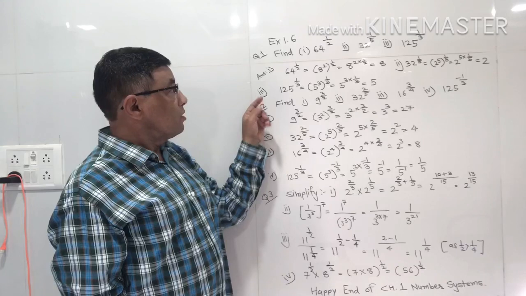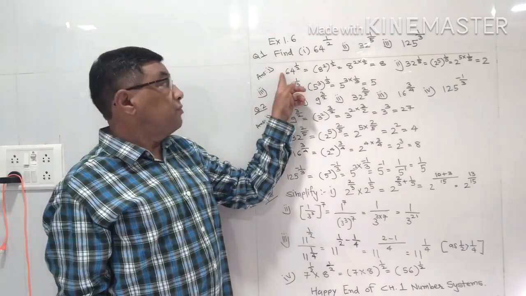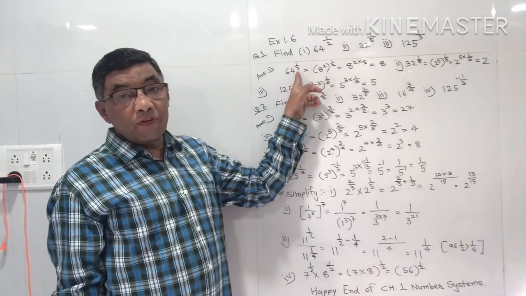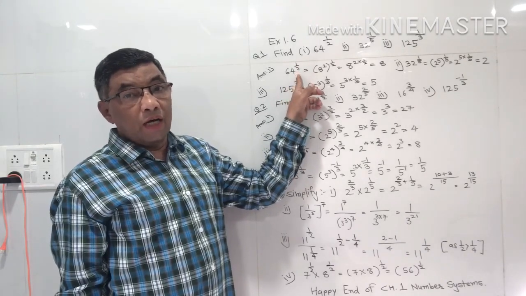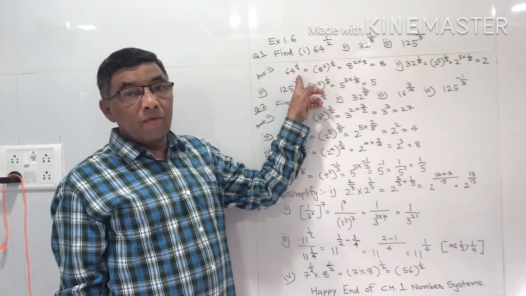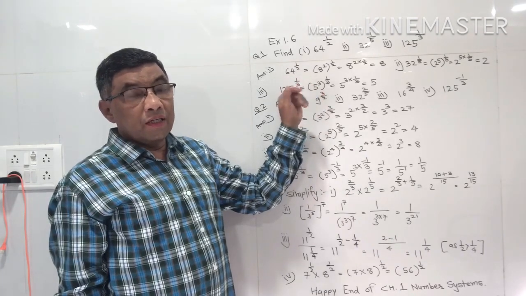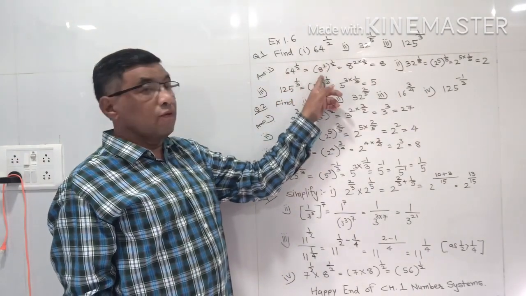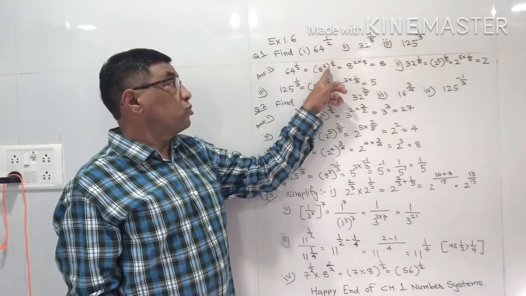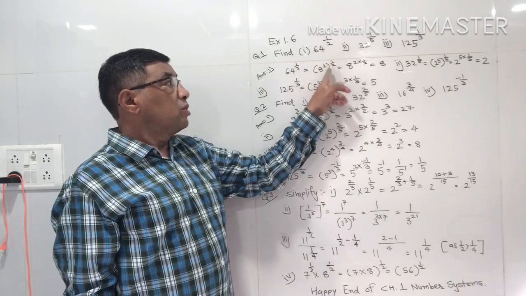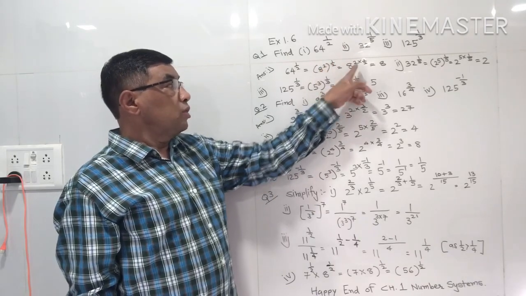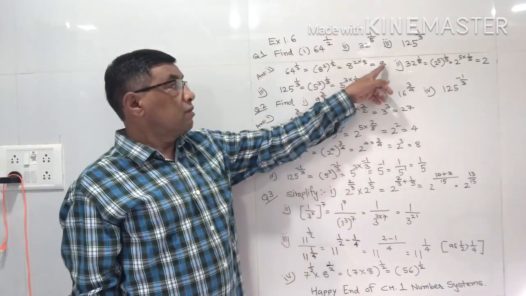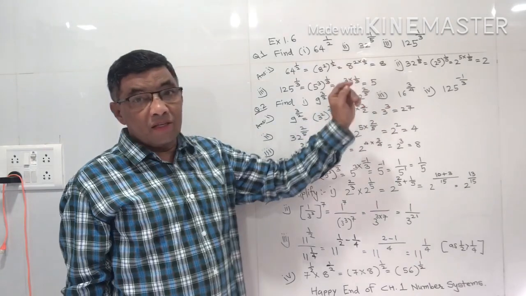So first one, we start the answer. 64 raised to 1 by 2 is given. Here is the 1 by 2. So first we try to write 64 as a power 2 of some number. So we think, is it possible? Yes. 8 raised to 2 is equal to 64. So we write 64 as 8 raised to 2 whole raised to 1 by 2. Then according to power of power, 2 into 1 by 2, this 2 and 2 get cancelled. And so we get 8 raised to 1, which is 8, the answer.